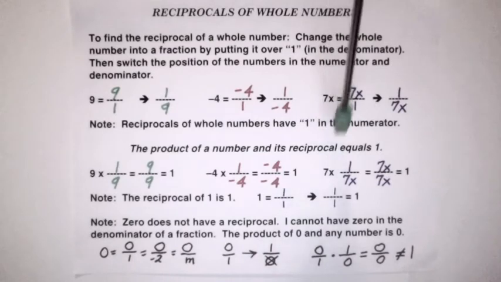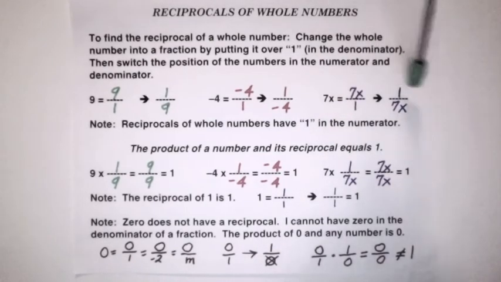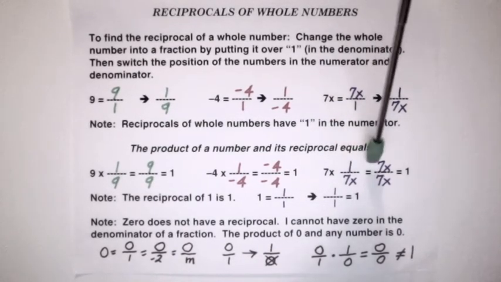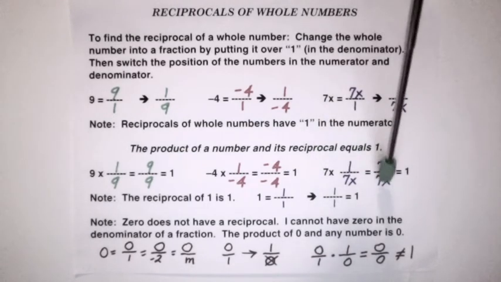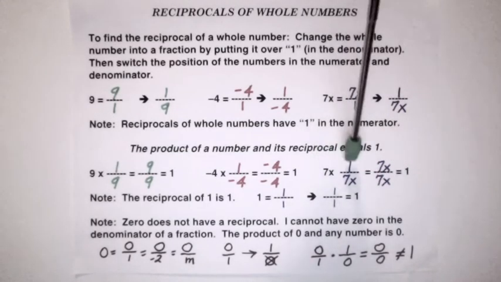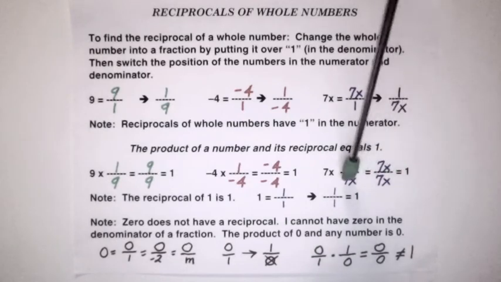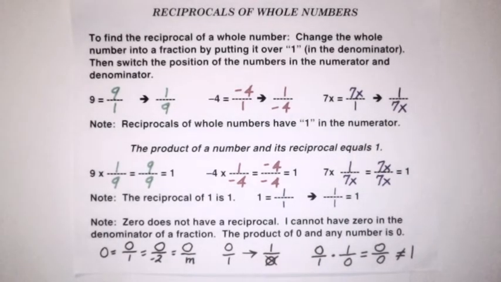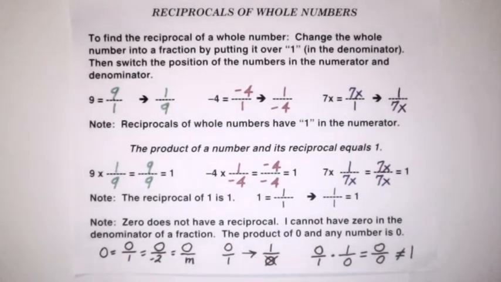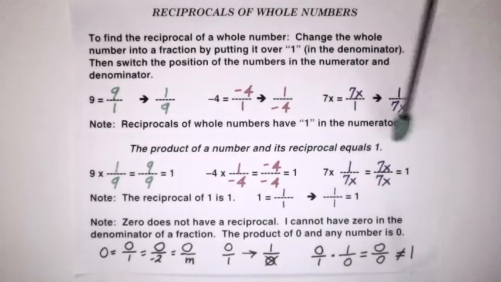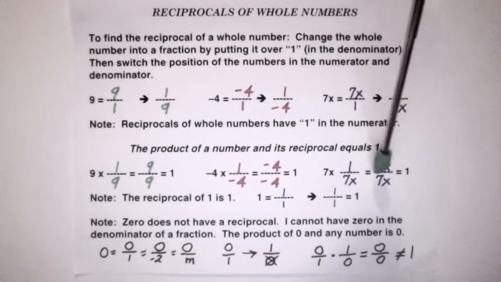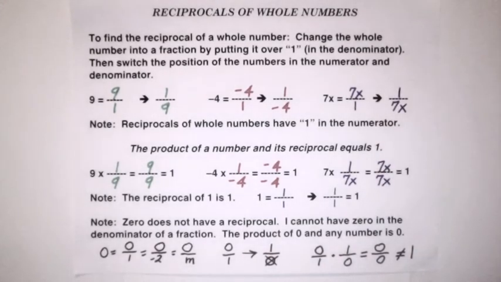7x times its reciprocal 1 over 7x equals 7x over 7x. 7x times 1 is 7x, and then I have 7x in the denominator. And that equals 1. I don't know what x is, and I don't care. All I know is I have the exact same thing up here as I have down here, no matter what x is. That equals 1.